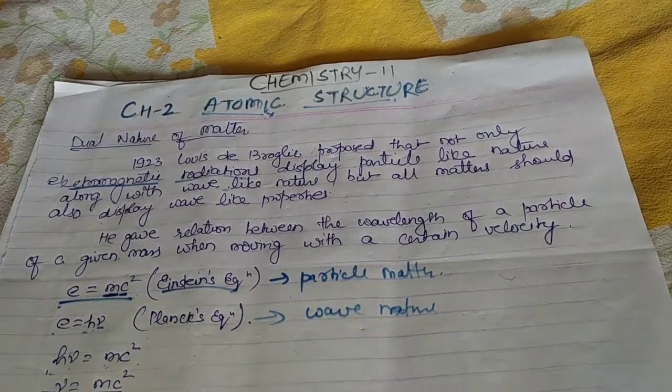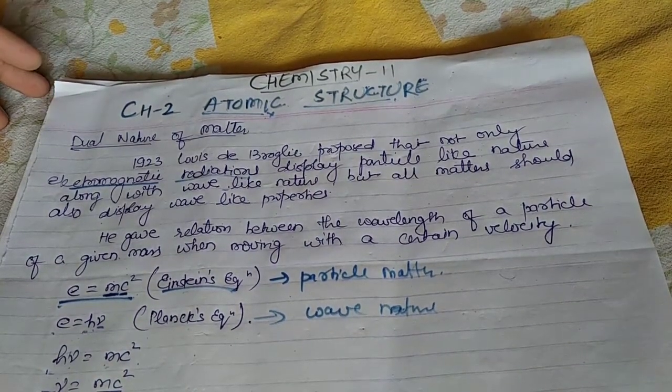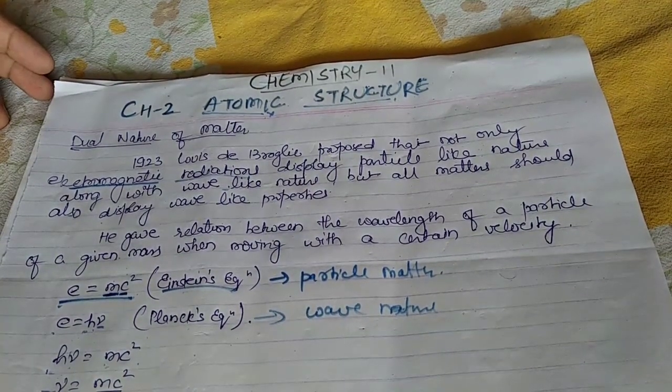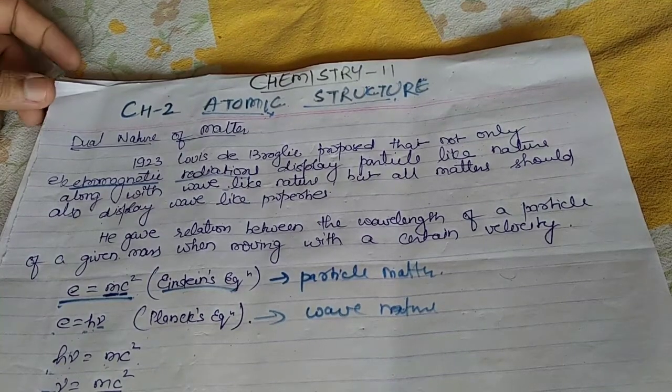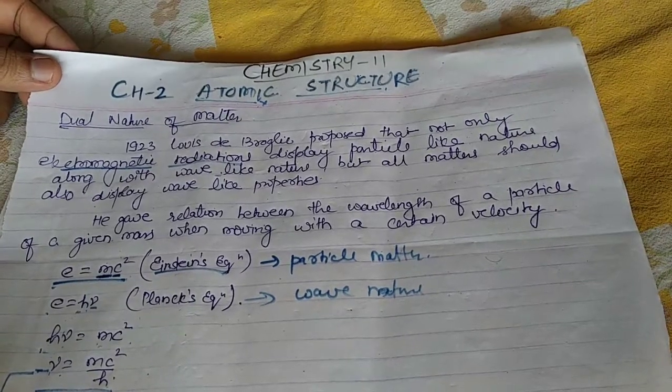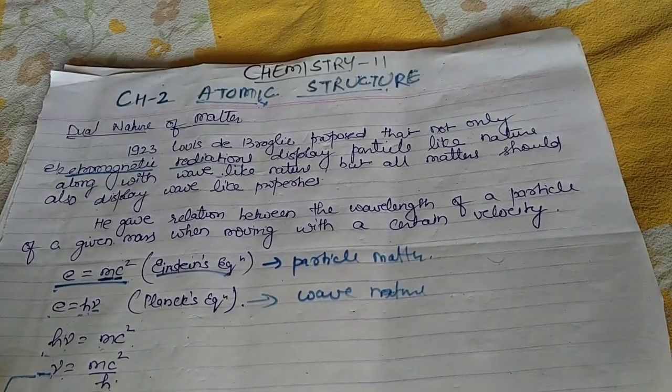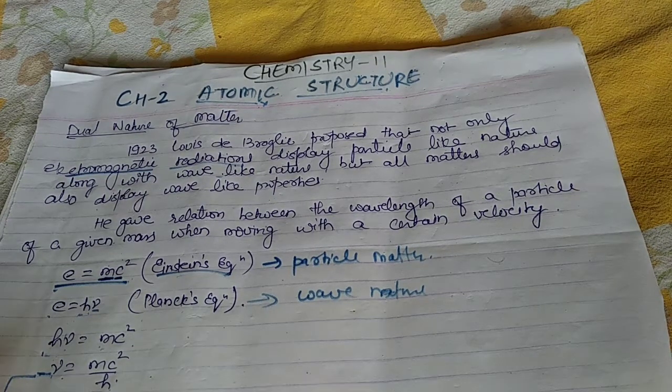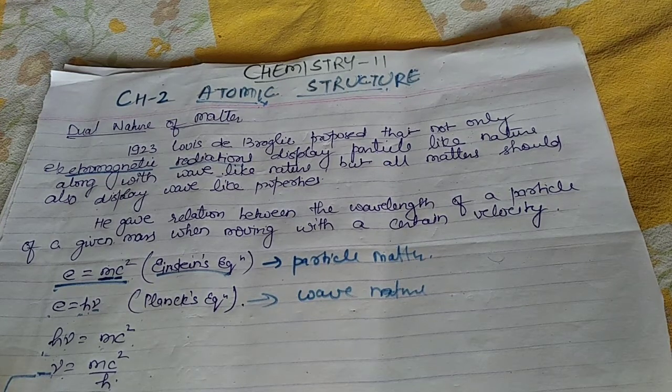Hello students, today in Chemistry of Class 11, Chapter 2, Atomic Structure, we are going to learn quantum mechanics. In the previous lecture we learned about the dual nature of light and the de Broglie wave equation, and we also learned the Heisenberg uncertainty principle, which explains that it is impossible to predict the position and momentum of a particle at the same instant of time. That was given by delta x into delta p greater than or equal to h upon 4 pi.